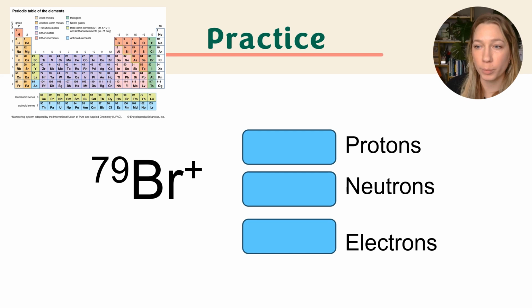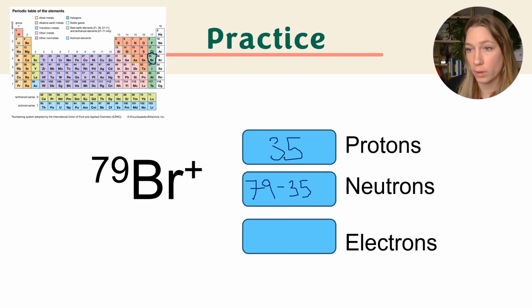Here we have bromine, so we can calculate the number of protons by looking for bromine on the periodic table, and it is here, Br. So we have 35 protons. And then for neutrons, we take our atomic mass, 79 minus 35, and that is going to give us 44 for our number of neutrons.